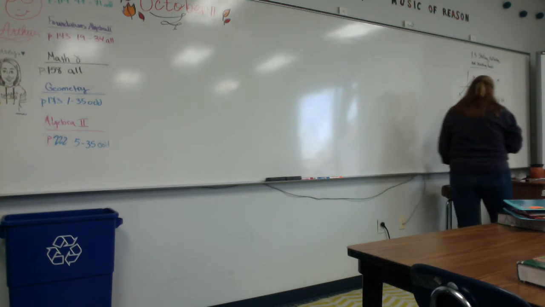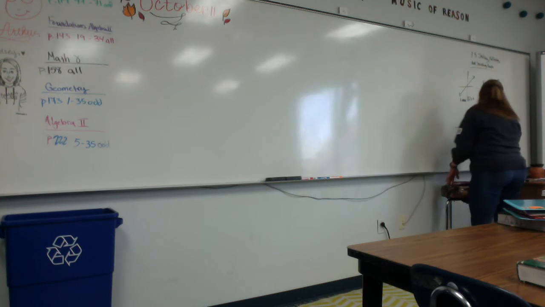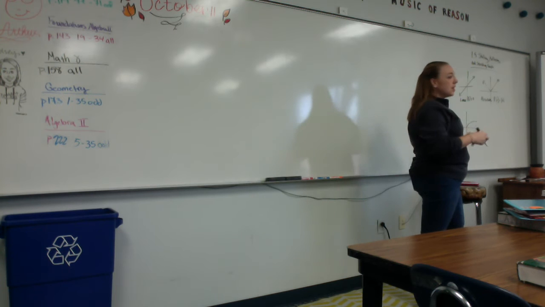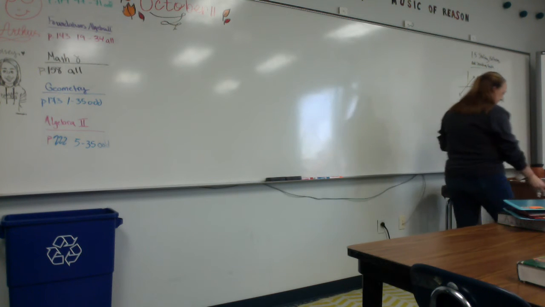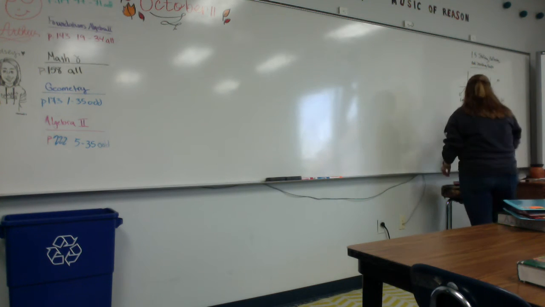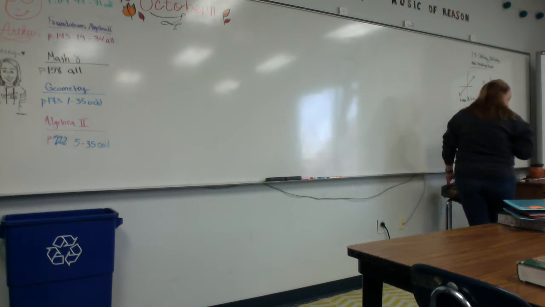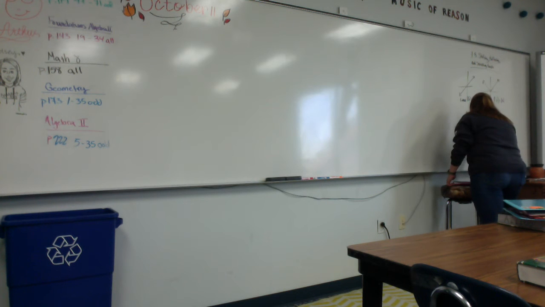Then we have a graph that looks like this. Anybody remember what type of graph that is? That one is a square root function, and its simplest form is f of x equals the square root of x.